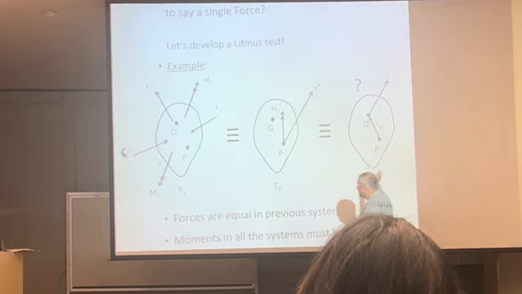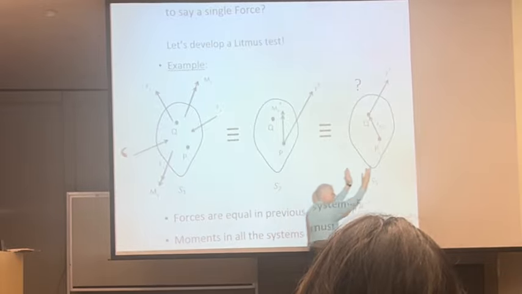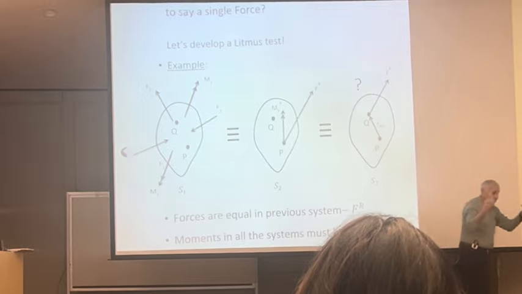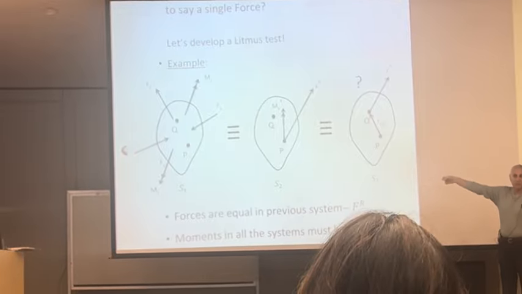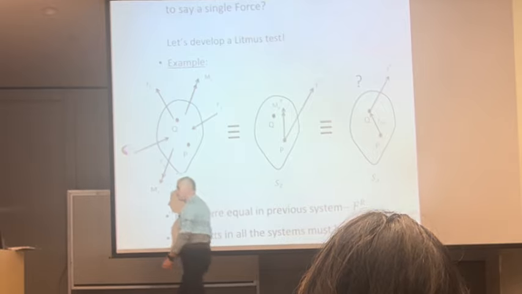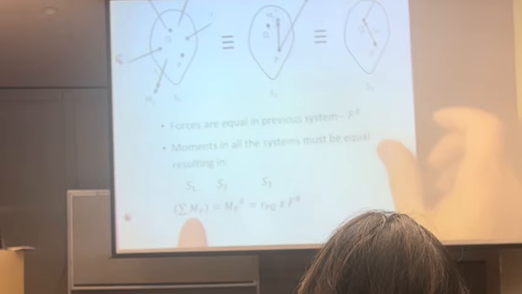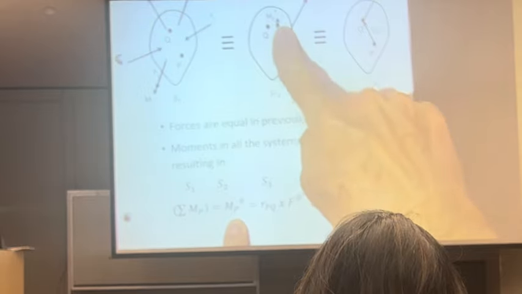Well, if these systems are equivalent, forces here must equal forces there, must equal forces there, and also moments there must equal moments here, must equal moments there. The equation is going to come from the moments. So when I look at the moments, that would be the moment at P in system 1. This is M_P^R in system 2.